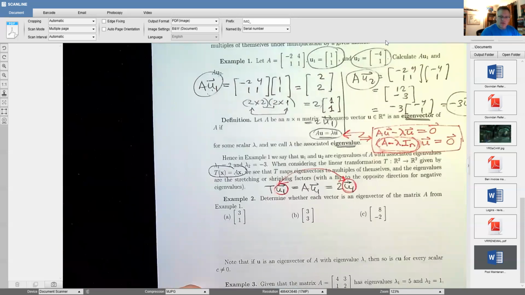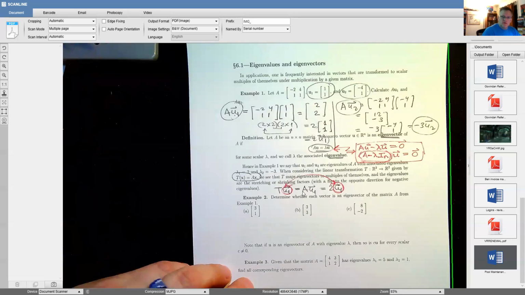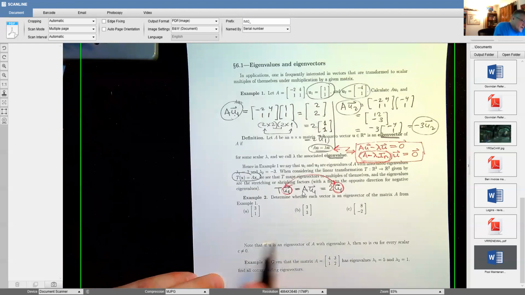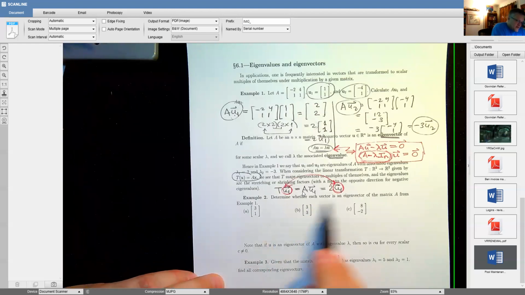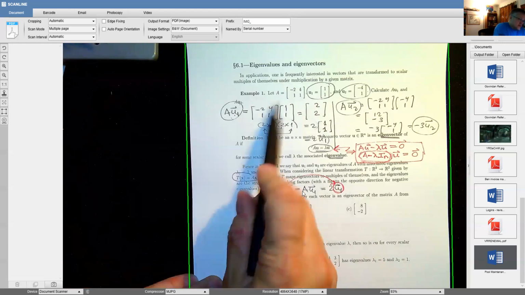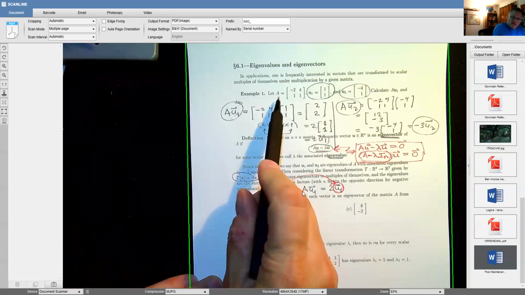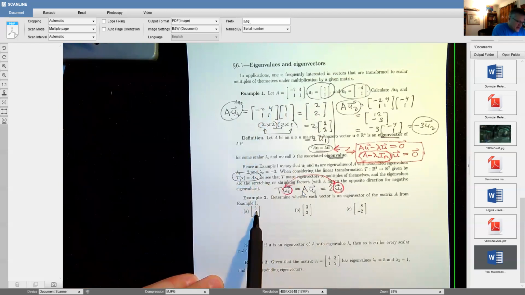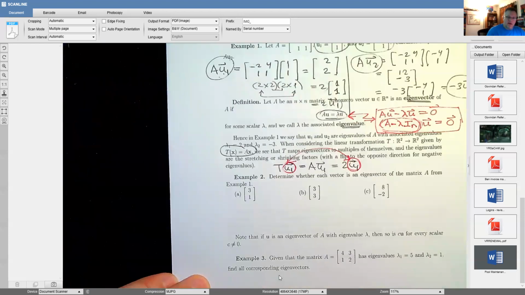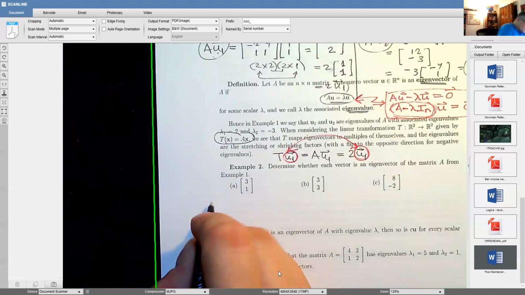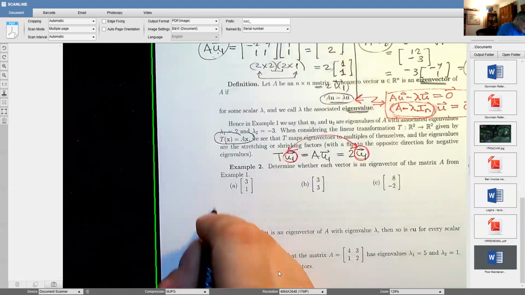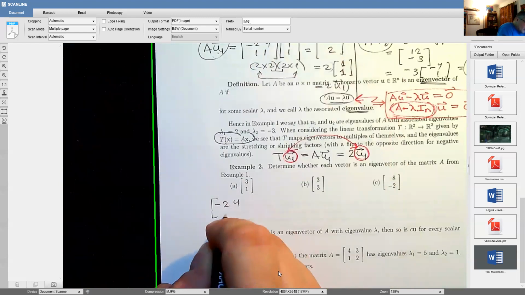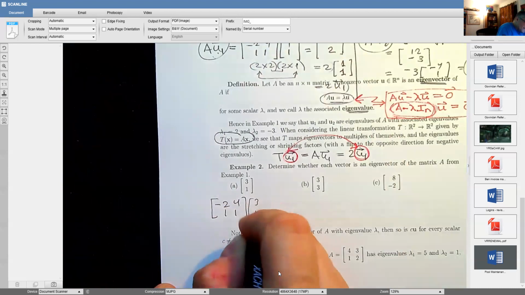All right, let me scoot this up. So the next thing we want to do is determine if each of these vectors is an eigenvector of this matrix A. If this is going to be an eigenvector of A, then when I multiply on the left by A, the output should be a scalar multiple of that vector. That's what it means to be an eigenvector. All right, so let's see. I'm using the same A from example 1. So I have minus 2, 4, 1, 1 times 3, 1.